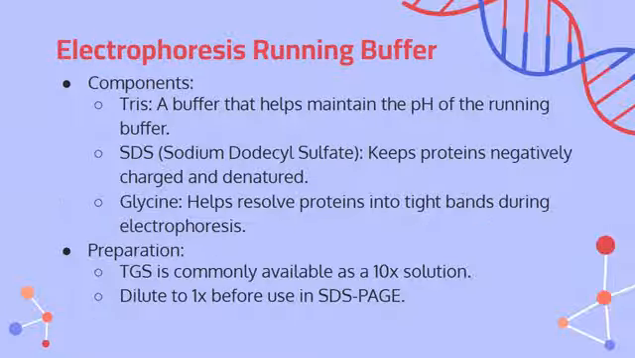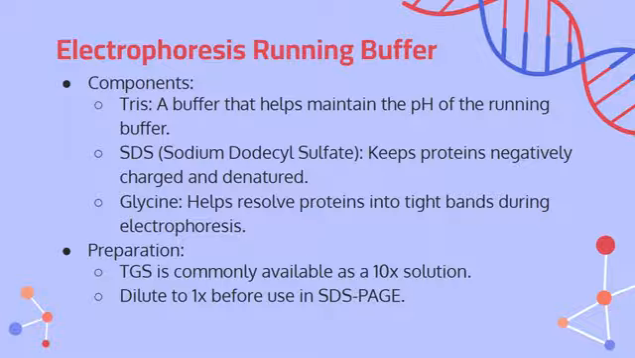When we run electrophoresis, we need a buffer, right? We use a TAE buffer for agarose. In these SDS-PAGE gels, we're going to see Tris, a buffer that helps maintain the pH of the running buffer, SDS, like we've talked about, which keeps the proteins negatively charged and denatured, and then glycine, which helps resolve proteins into tight bands during electrophoresis.